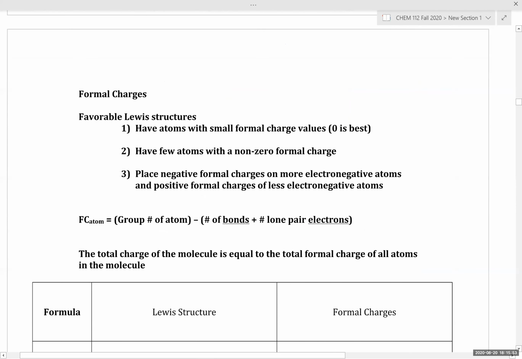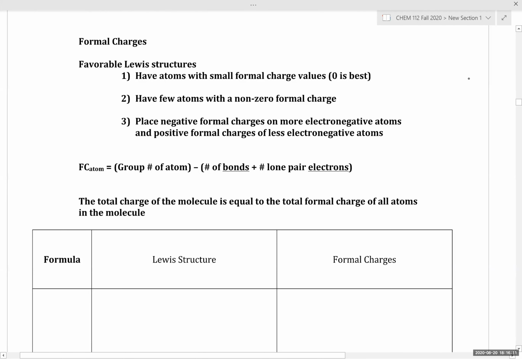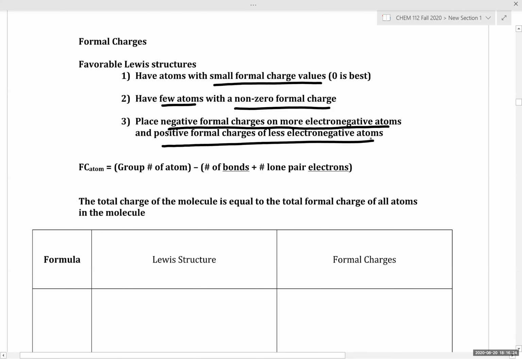Okay, so we've talked a lot about charged molecules. Let's talk more about how we assign formal charges. How do we identify the charge of each of our atoms in a Lewis structure? In general, favorable Lewis structures have atoms with small formal charge values and few atoms with non-zero formal charges. They place negative formal charges on electronegative atoms and positive formal charges on less electronegative atoms.